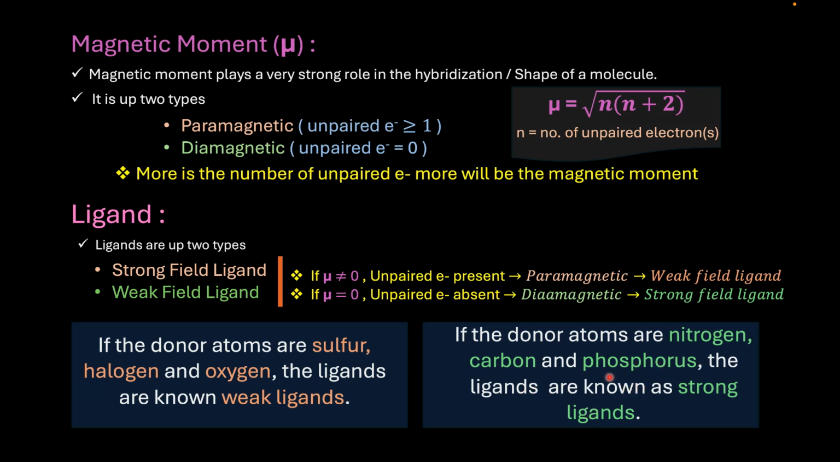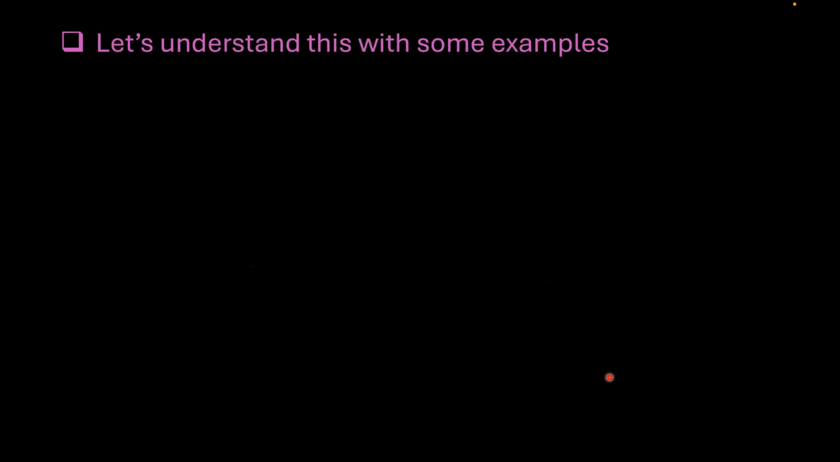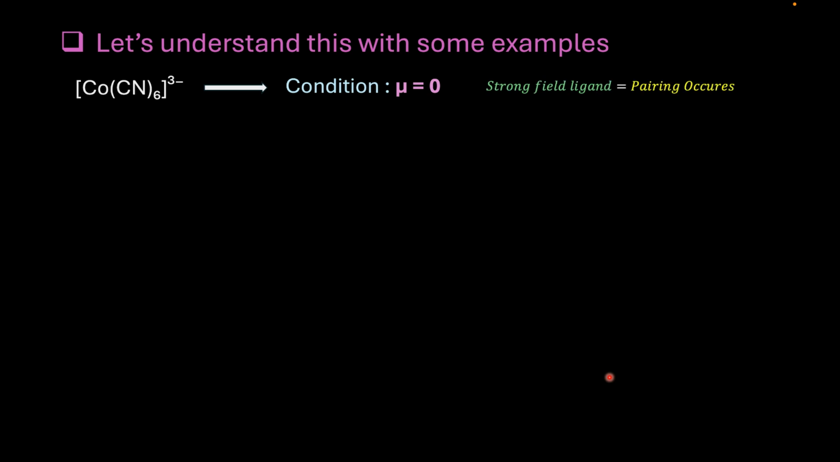Okay. So let's understand the valence bond theory, or how the ligands and metal bonding takes place, through some examples. The first example I have taken here is [Co(CN)6]3-. For this, a condition is given. The condition is that mu value is equal to 0. If the mu value is equal to 0, as we have discussed, the ligand is a strong field ligand. And for strong field ligand, pairing occurs.